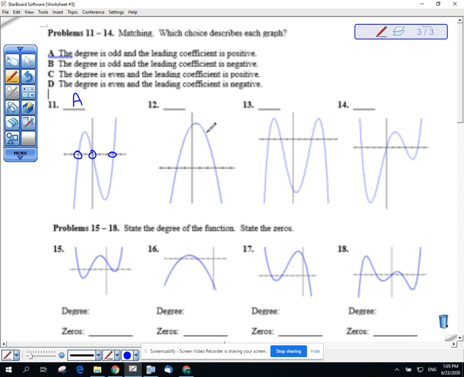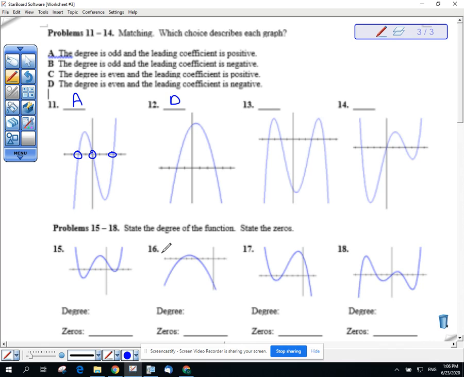Okay? Now look at 12. Here you have end behavior that is going in the same direction. So right away I would rule out A and B. It must be C and D. Okay, and then you have something that's opening down. We know that's negative, right? So that's going to be D. The degree is even and the leading coefficient is negative.